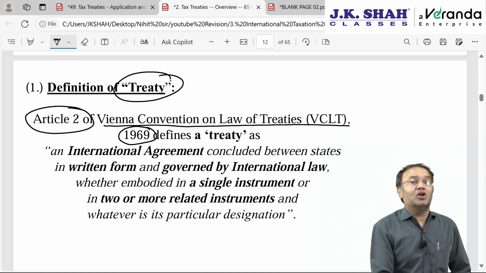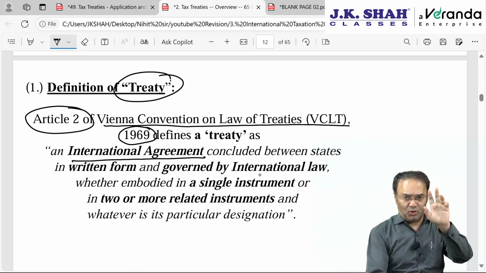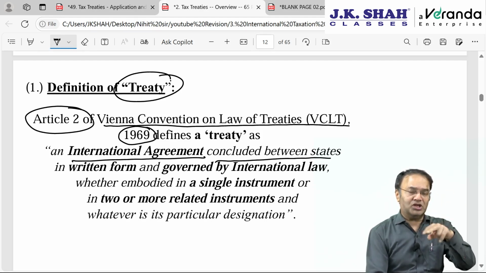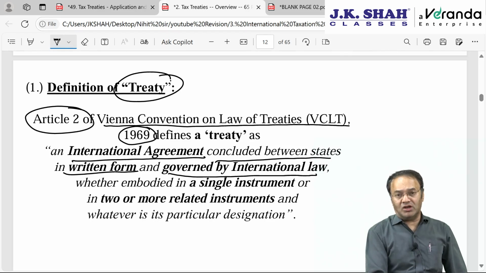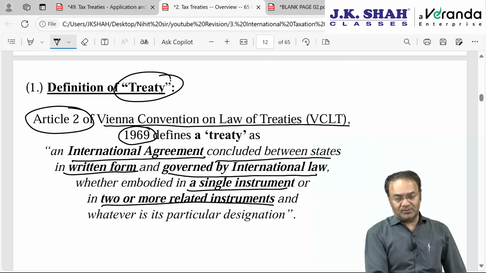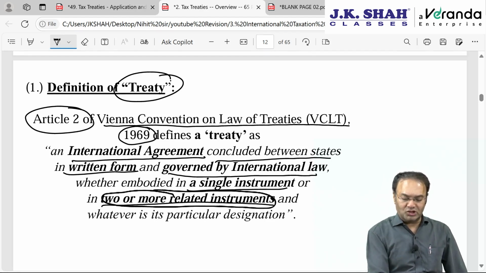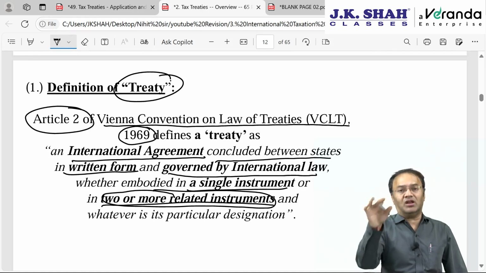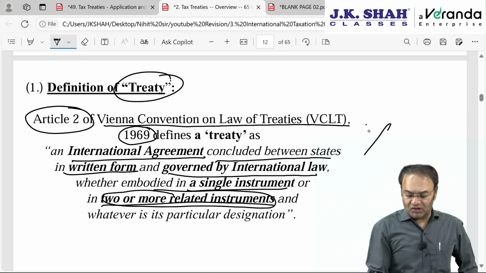Article 2 defines treaty to mean an international agreement concluded between states. Five points are there. Number 1, it's an international agreement concluded between states, maybe two states, maybe multiple states. Number 2, it is in written form. 3rd point, 4th point, it is governed by international law. And 5th point is whether it is embodied in a single instrument or in a set of multiple related instruments. Ideally, in 99.99% of cases, there are 2 or more documents or instruments attached with each other, and combined together they form the agreement or treaty. Okay, this is the definition, which is not going to come in the exam.